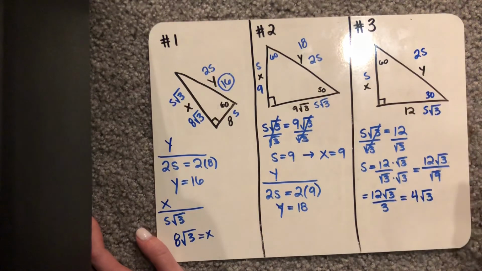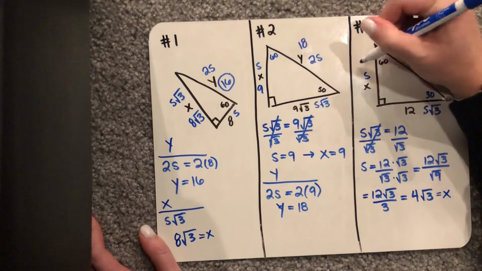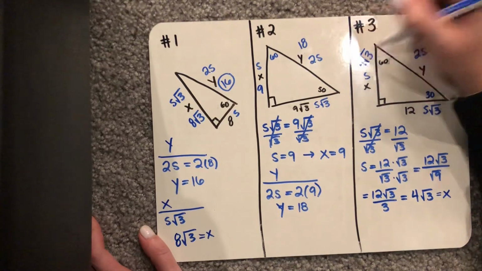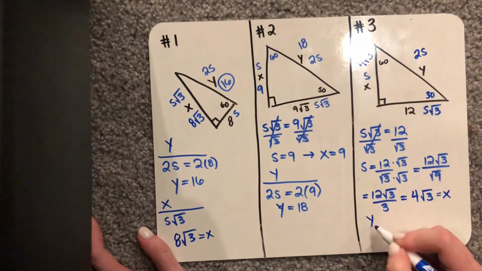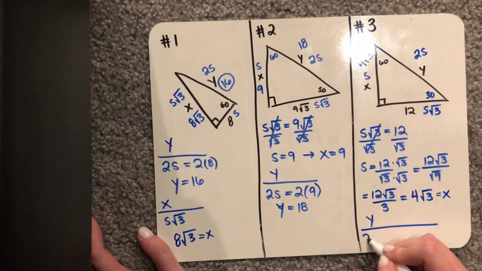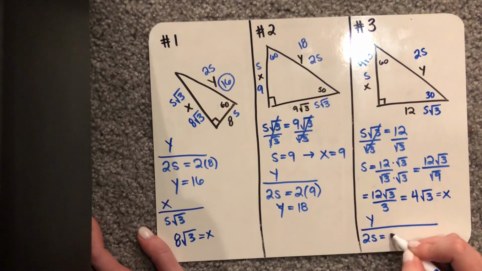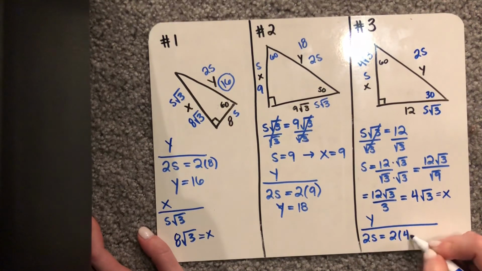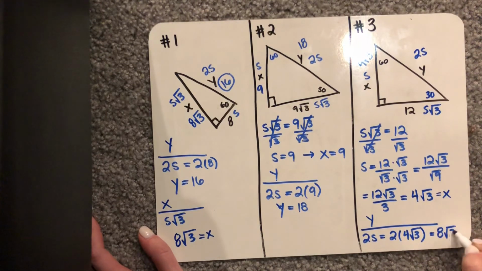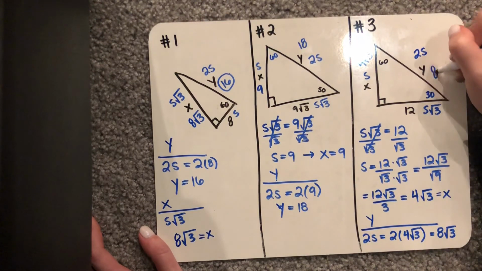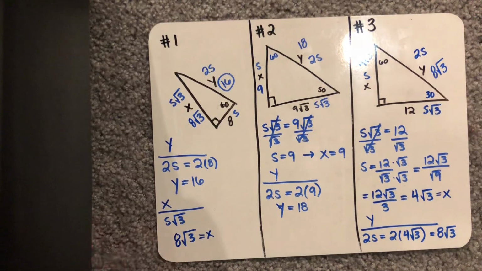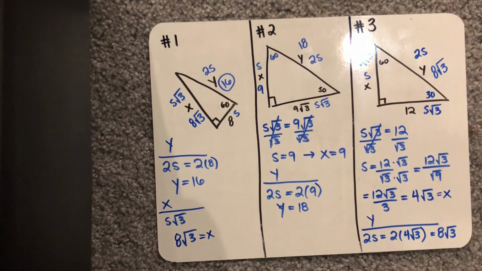So S, we just solved for S, which is the same as X. So this right here is 4 times the square root of 3. And then my Y, we know is 2S. So it's going to become 2 times 4 times the square root of 3, which is 8 times the square root of 3. And those are the solutions to those problems.